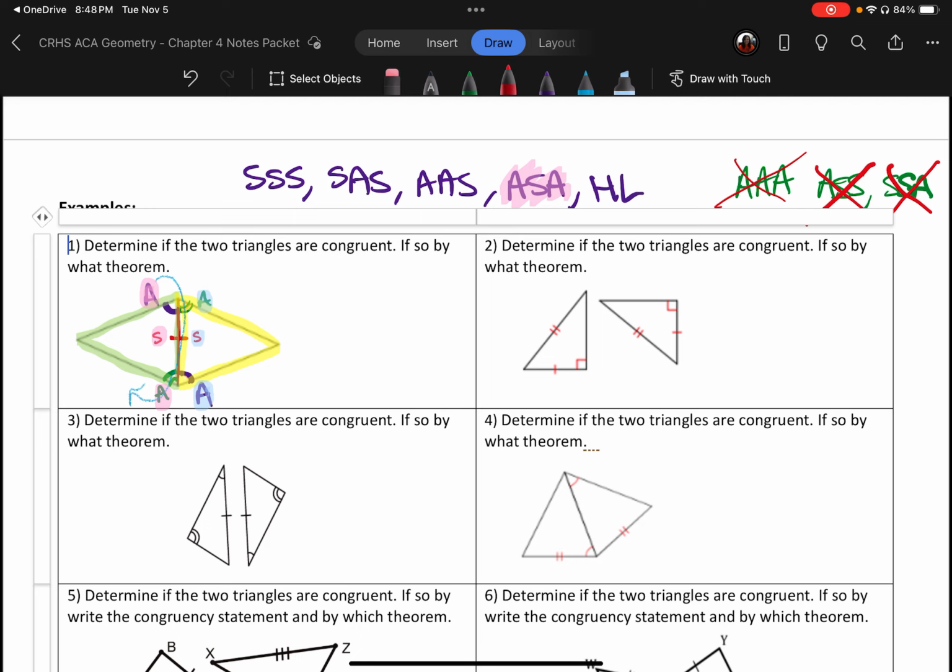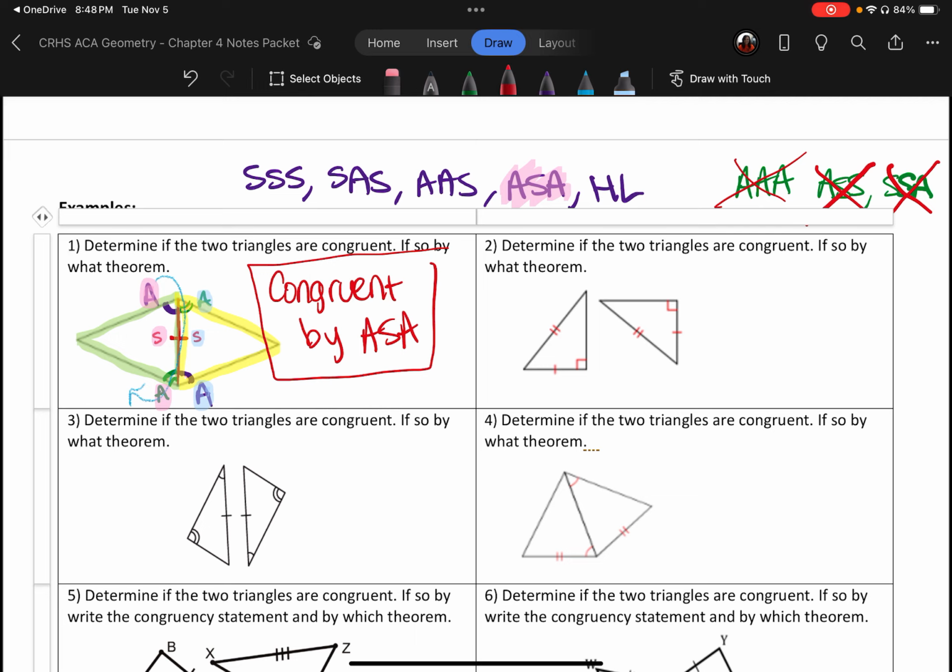So your answer for number one, determine if the two triangles are congruent. If so, by what theorem? You're going to say the two triangles are congruent by ASA. Okay, and that's how we do these problems. This is how we read it. So let's go through number two.